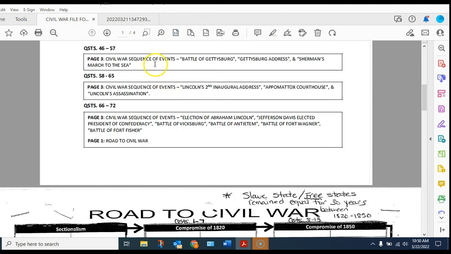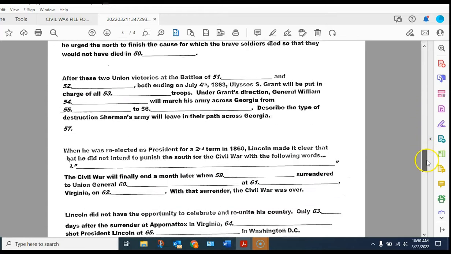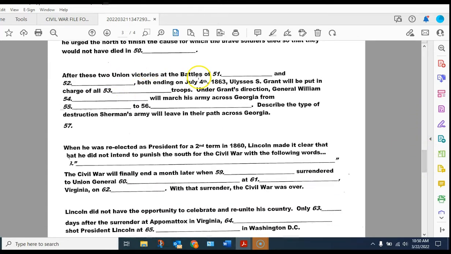All right, so did I go far enough? Nope, we need to go down to number 57, so let me keep reading. After these 2 Union victories at the battles of blank and blank, both ending on July 4th, 1863, Ulysses S. Grant will put in charge of all blank troops. Under Grant's direction, General William Blank will march his army across Georgia from blank to blank. Describe the type of destruction Sherman's army will leave in their path across Georgia.